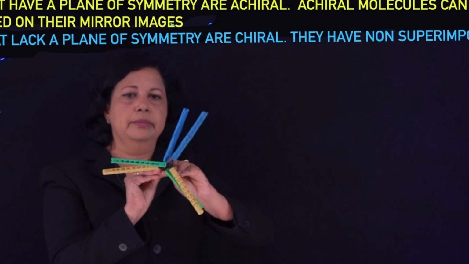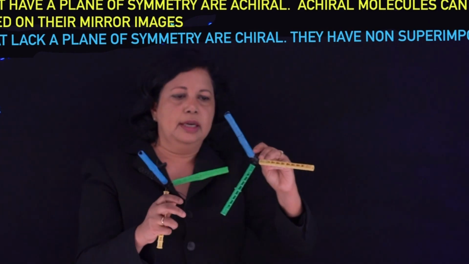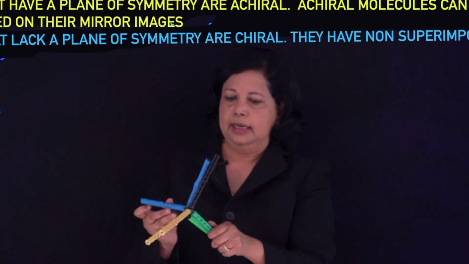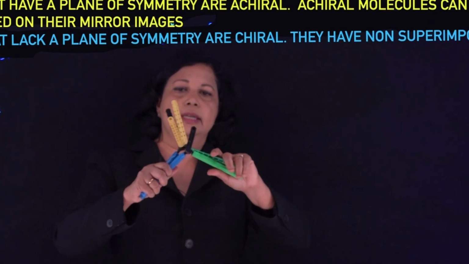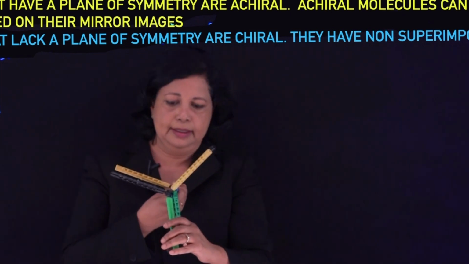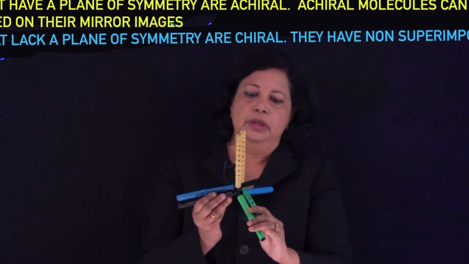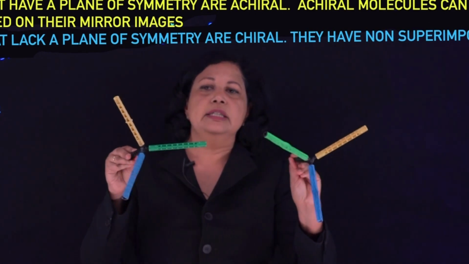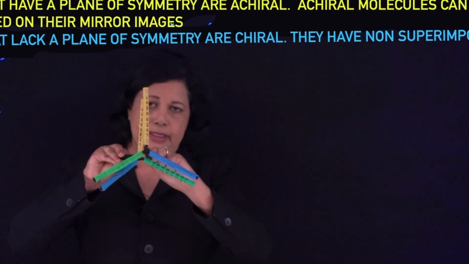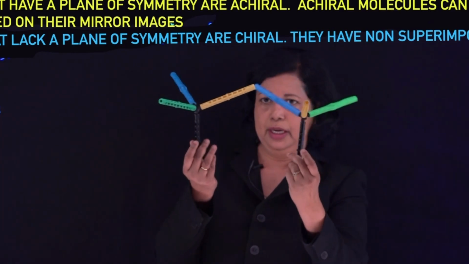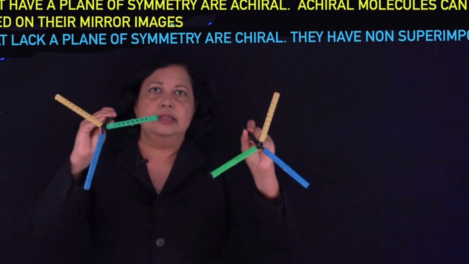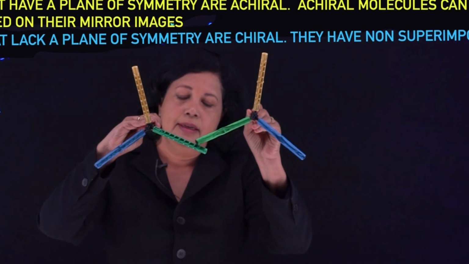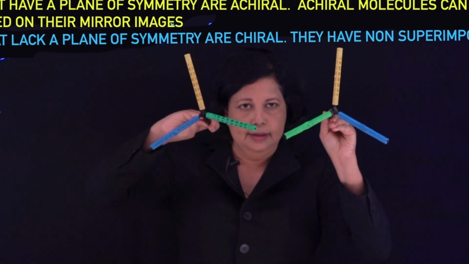If I align two of them, the others don't match. Let's try aligning the blue and the green. Oops. If I align the blue and the green here, then the yellow and the black don't align. So if I align two of them, the other two are not going to align. That means I cannot overlay this molecule exactly on top of this, however much I try, in whichever direction I try. These are non-superimposable mirror images.